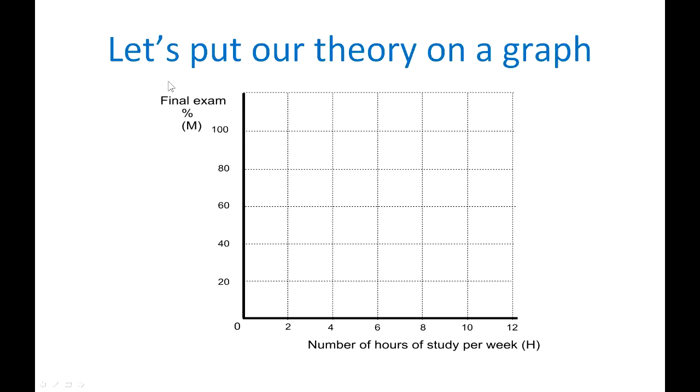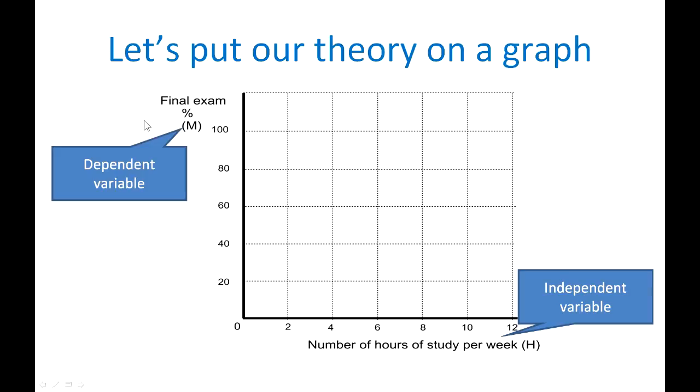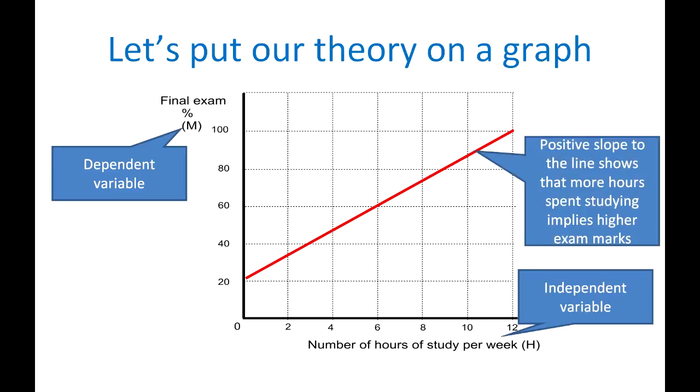Let's put our theory on a graph. On the horizontal axis, we have the number of hours of study per week, and we call these the independent variable, because on the vertical axis we have the dependent variable, namely the final exam score. Now, let's postulate a relationship as shown by this red line. Notice that the line has a constant slope. We'll see why that's important later on.